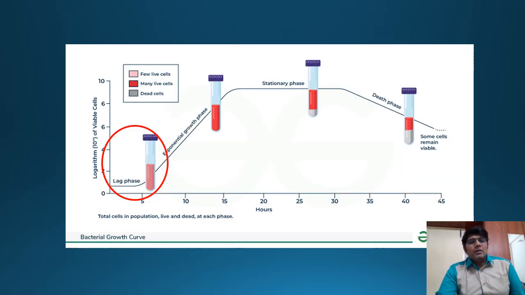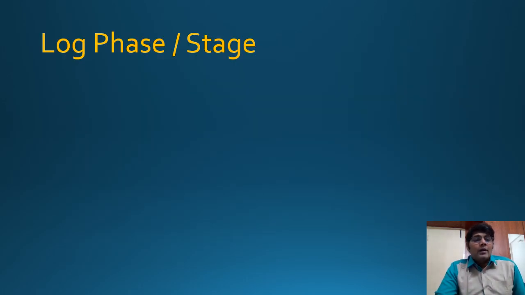When you see this picture, the left-hand corner, which is circled there, indicates the lag phase. You can see that there are only a few live cells in this phase, and the organisms present are not multiplying, but they are growing in size. They are preparing themselves so that they can move on to the next phase, called the log phase or log stage.